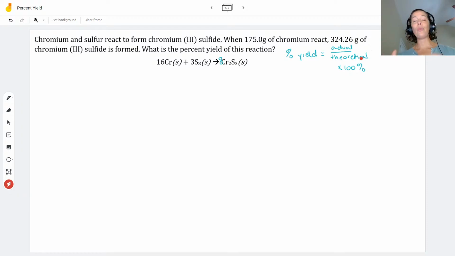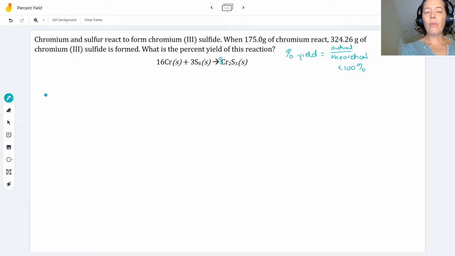Now, just based on stoichiometry, we need to know how much reactant we're starting with, right? Well, they gave us how much reactant we're starting with. So what we're going to do is what I would call a simple stoichiometry problem, because this is not a limiting reagent problem. We're going to start with our mass of chromium, and we're going to figure out our mass of chromium 3 sulfide, again, for our theoretical yield, because this 324.26 grams is our actual yield. So it's really important when you're doing these problems to keep straight what is the actual yield and what is the theoretical yield.